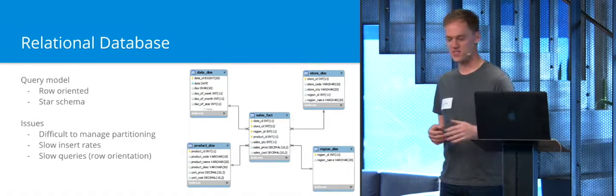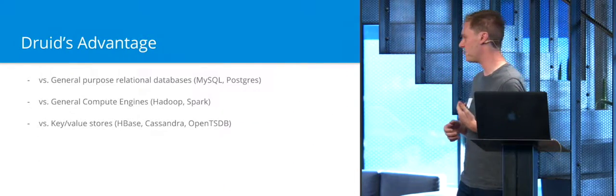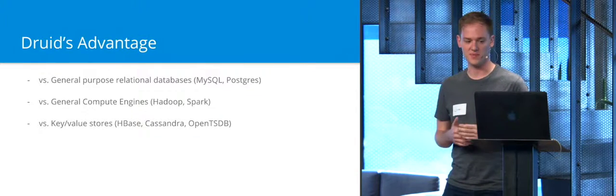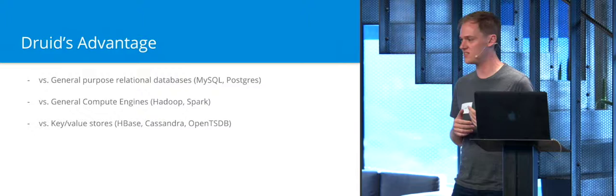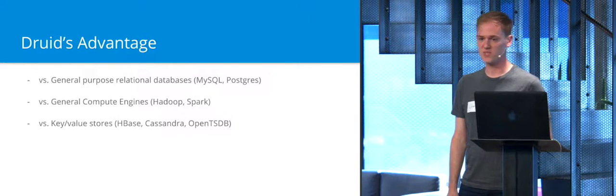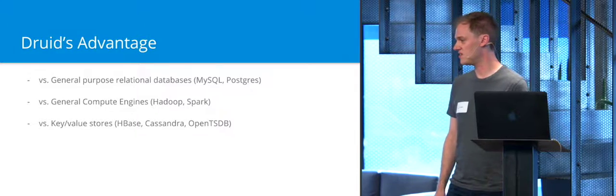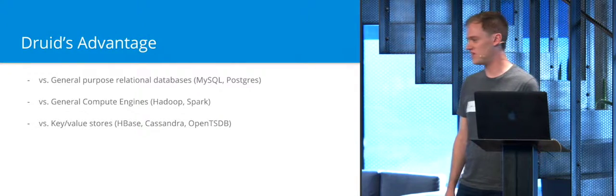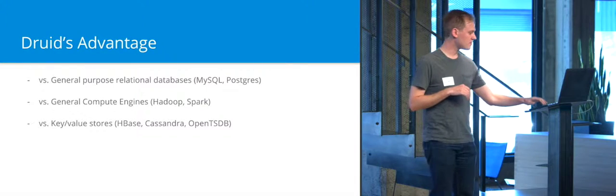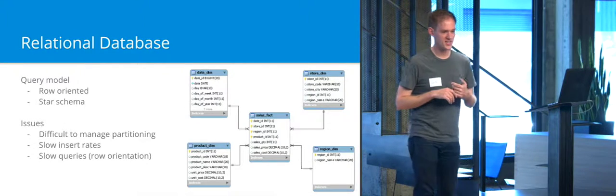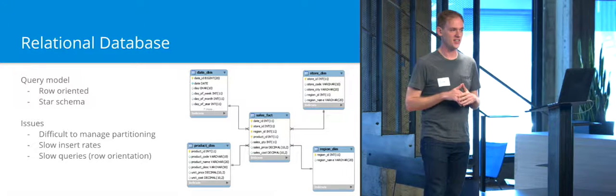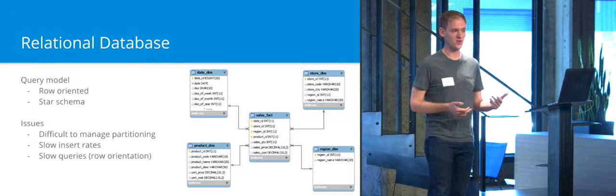So these are some other things that people often use for the kinds of problems that Druid's used for, these slice and dice query problems. People use general purpose relational databases like MySQL and Postgres. They use general compute engines like Hadoop and Spark, and they use key value stores for storing metrics like HBase, Cassandra, OpenTSDB, which actually is just using HBase. So against general purpose relational databases, our big advantage is that we are column-oriented, not row-oriented.